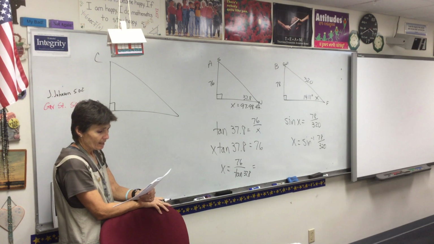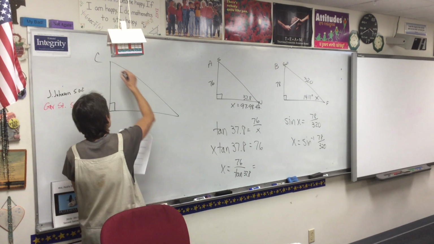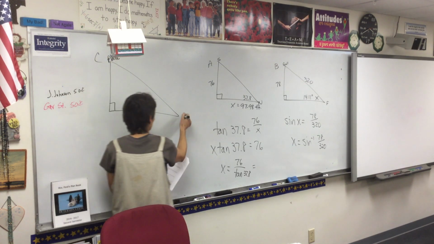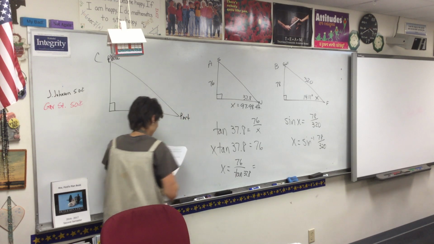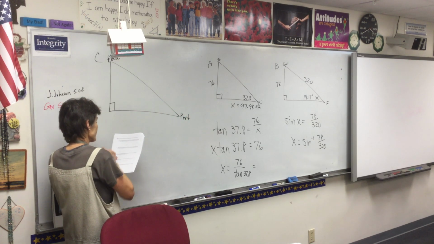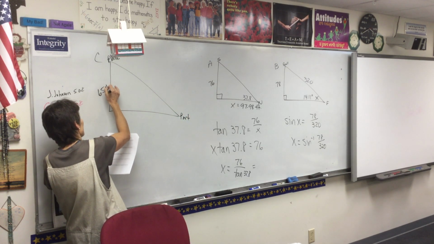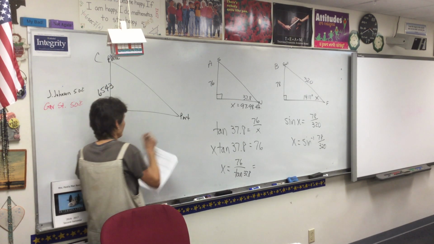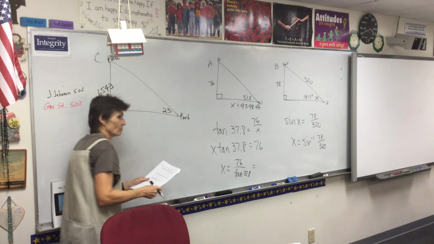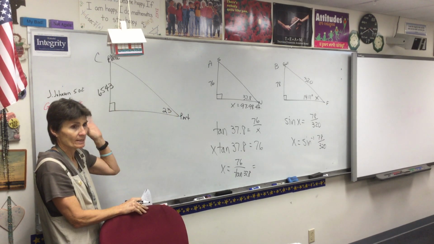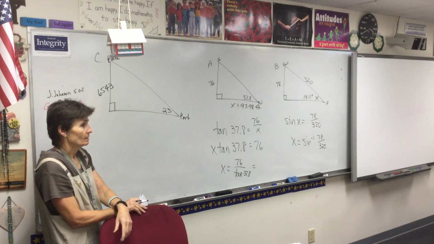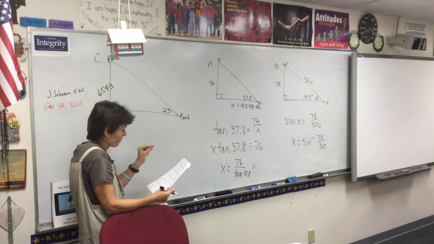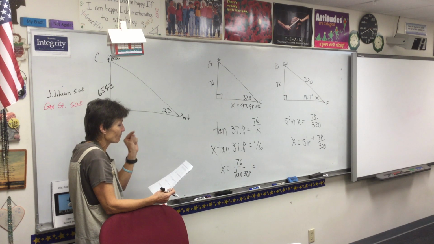C. How far is an airplane from the airport if he is 6543 above the ground and the angle of depression is 23? Did I get all my numbers in the right spots? Now where's the X? How far is the plane from the port?